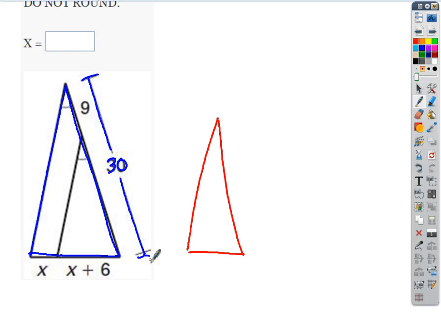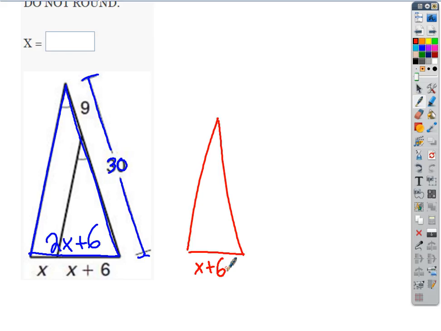What's the whole base going to be? 2x plus 6, x plus x plus 6. So, okay, there are the right side and the base of the big triangle. Now, the red triangle is similar. What would its dimensions be? What would the base be? And what's its right side? 21. Good.